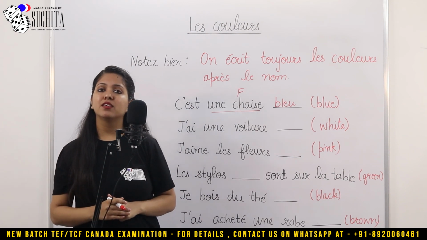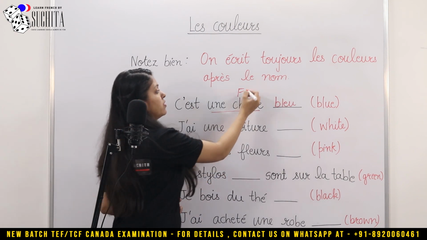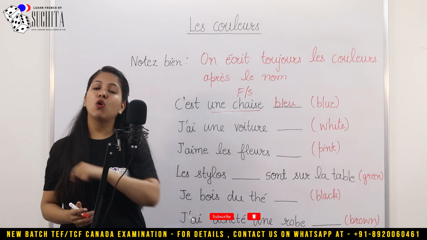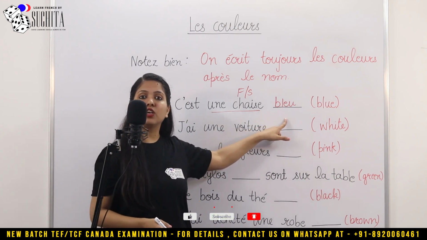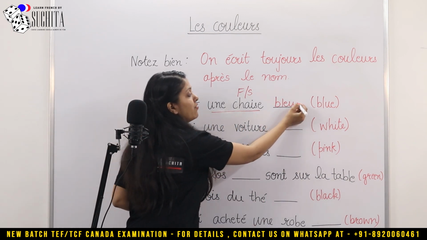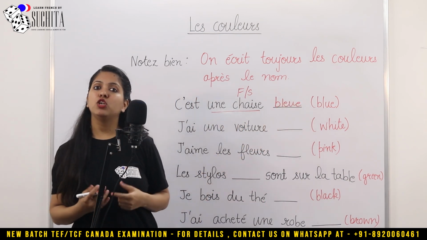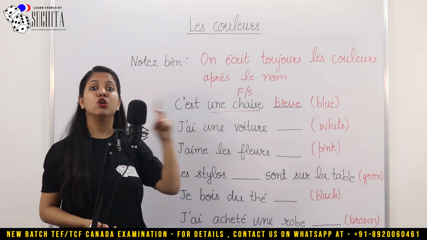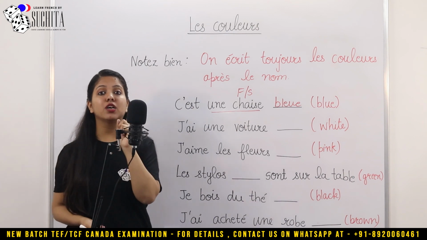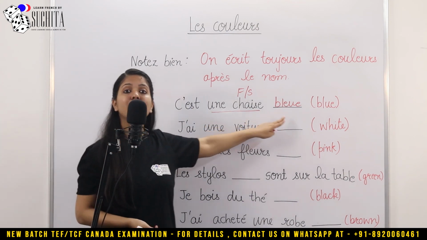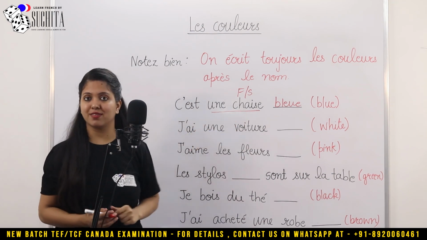Singulier ou pluriel? That's singular. So you say this is feminine singular, so your color should also be feminine singular. So you say c'est une chaise bleue. Et bleu c'est avec E. In order to make it feminine, you put E. So you say c'est une chaise bleue. Two things to remember. You put your color always after the noun. The second thing, this color should be in accordance to the noun it is describing.